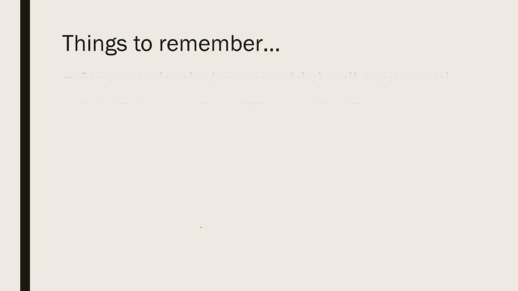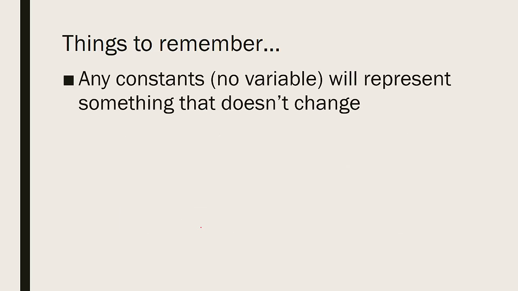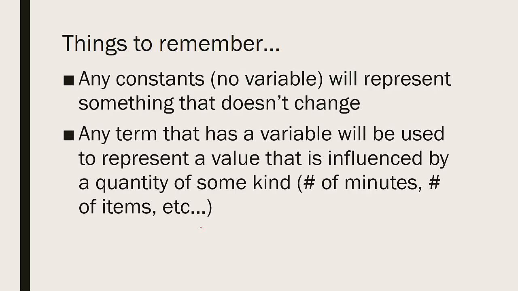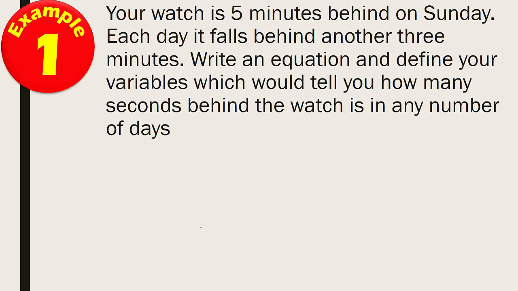Alright, so a couple of things to remember. 1, any constant, meaning the term that has no variable, will represent something that doesn't change. And any term that has a variable will be used to represent a value that is influenced by a quantity of some kind. So like number of minutes, number of items, etc. Alright, so let's take a look at the first example.